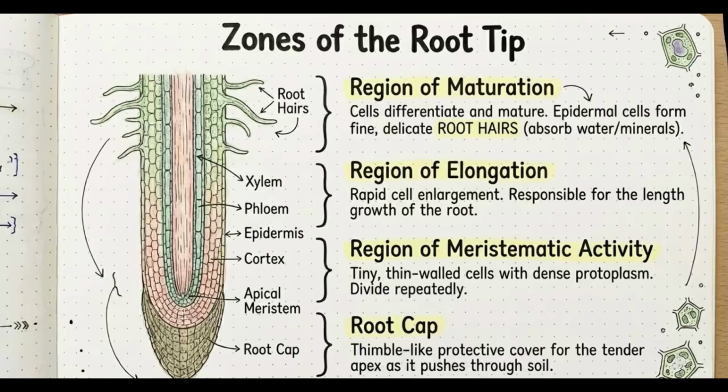Exactly. Here, the cells differentiate into their final forms. And most critically, epidermal cells in this region form these delicate, thread-like root hairs. Oh, and those fine hairs are what actually do the heavy lifting, right? Absorbing the water and minerals from the soil.